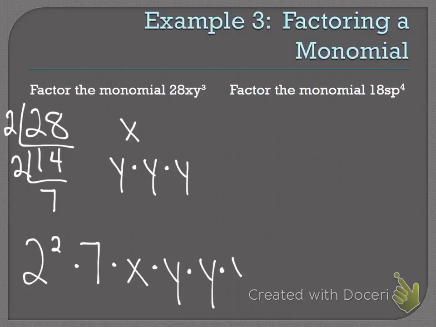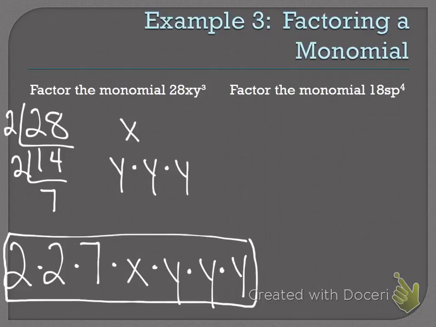And they even want us to go as far as breaking down everything, so I don't write anything as a power. 2 times 2 times 7 times x times y times y times y. How did I know y 3 times? Because up here in my monomial, it was y to the third power. If it was y to the fifth power, I would multiply y 5 times.